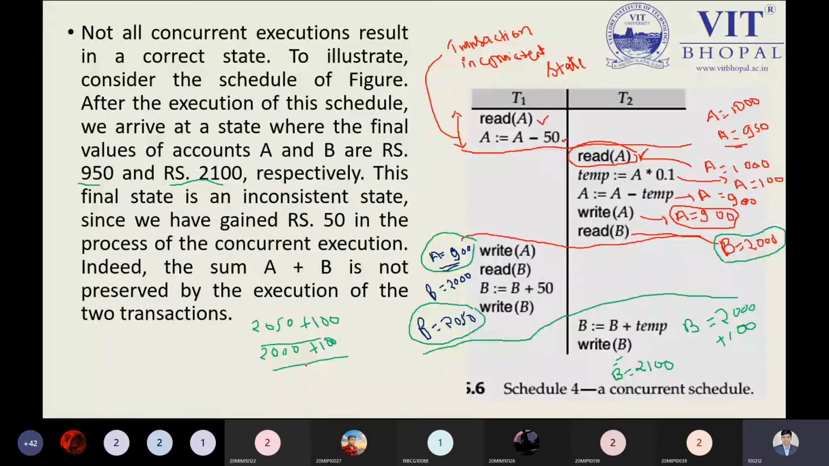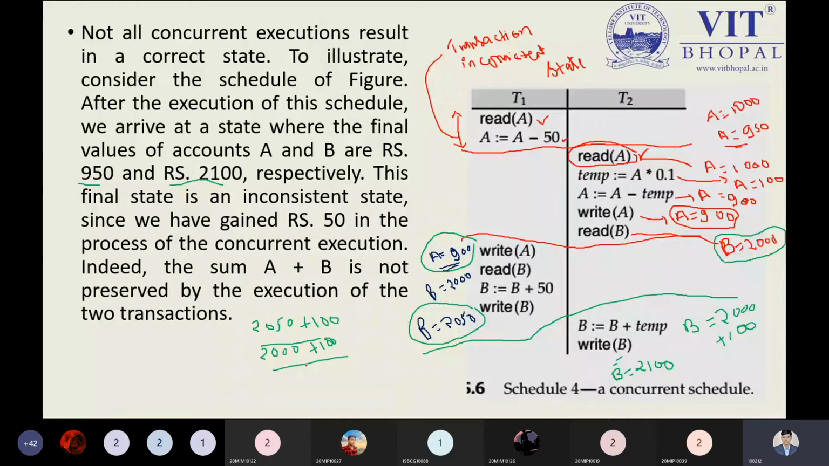Now write it. So in this case, I'm trying to write A. After writing, A will be 900. Now, in the same continuation of the instructions, I'm trying to read B. B will be read as 2000 rupees. So I'm reading the 2000. But suddenly I got a message and I'm switching from transaction T2 to transaction T1.